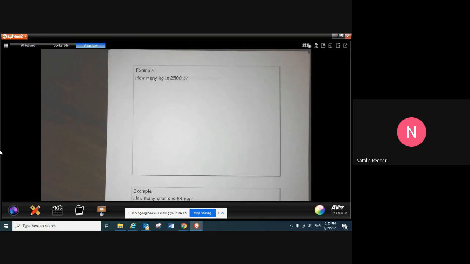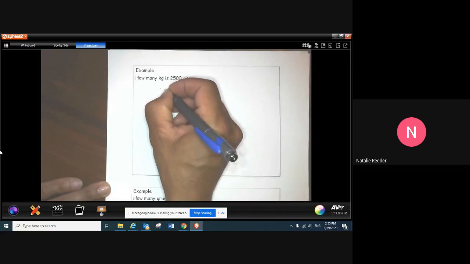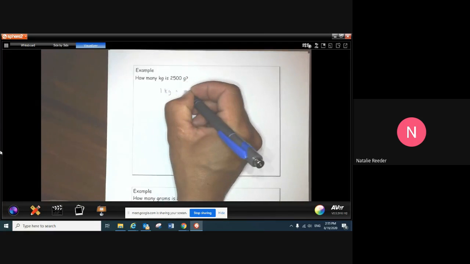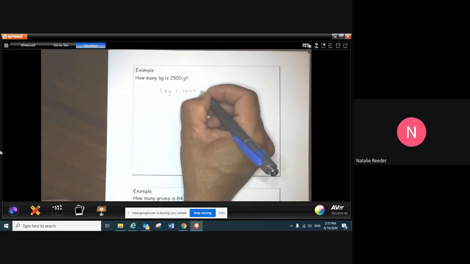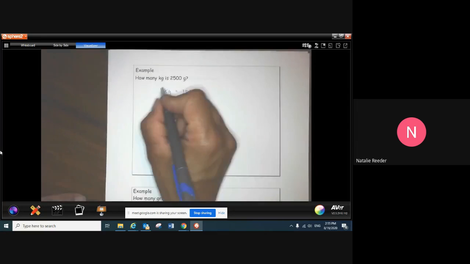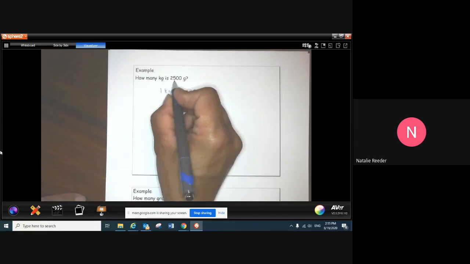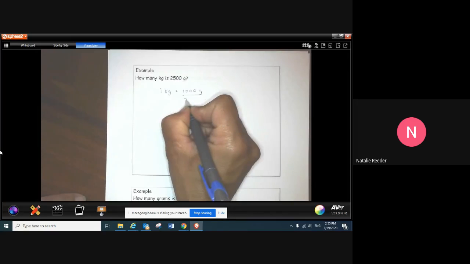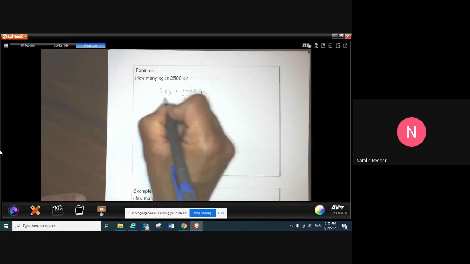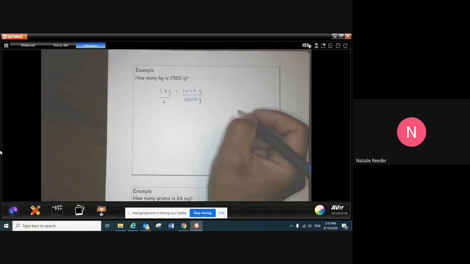So now, how many kilograms is in 2,500 grams? When we look back at our conversion table, it tells us that 1 kilogram is equal to 1,000 grams. So start by writing that out. And let's fill in what we have. It's given 2,500 grams, so we put the grams under the grams. And X kilograms is what we want to find.